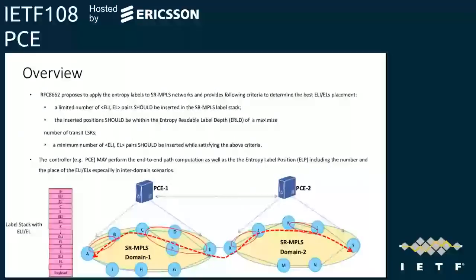Let's do a quick recap of the background. RFC 8662 proposes to apply the entropy labels to SR-MPLS networks and provides the criteria to determine the best ELI/EL placement. So in conclusion, the draft has defined that multiple ELI-EL pairs may be inserted in the SR-MPLS label stack. So when the scenario is SDN, the controller, such as PCE, may perform the end-to-end path computation as well as the entropy label position, including the numbers and the places of the ELI-ELs, especially in inter-domain scenarios.